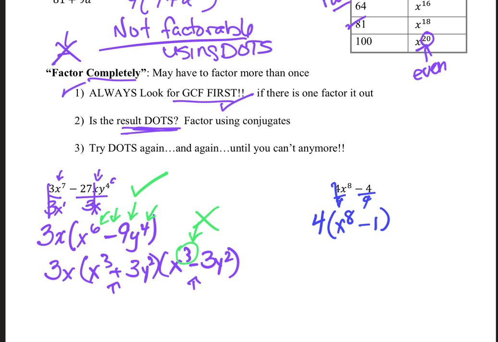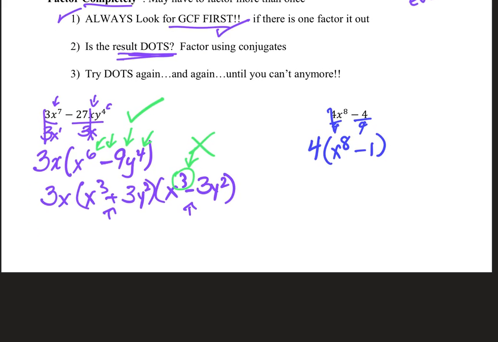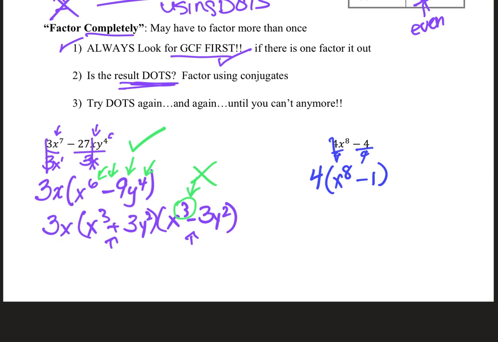So 8 is even. 1 is a perfect square. It looks like we have all the makings of factoring using dots. So I'm not doing the 4 anymore, but I still have to keep it. So this is x to the 4th. The square root of x to the 8th. Remember, just take the exponent divided by 2. And the square root of 1 is 1. So we're going to put a plus and a minus.